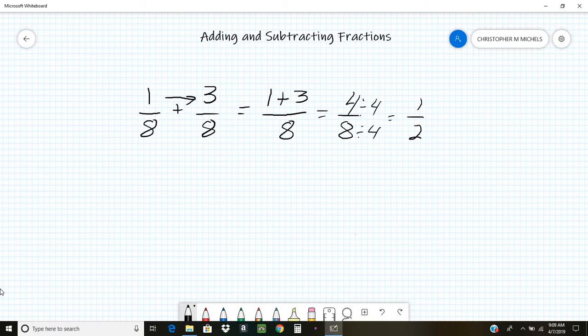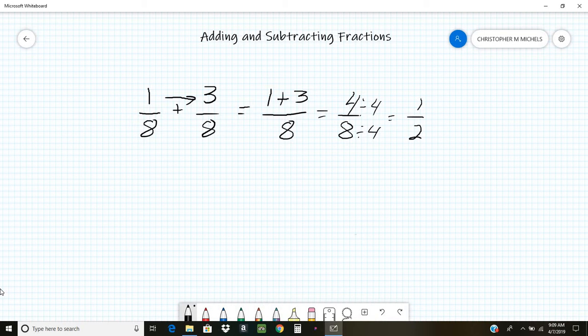Okay, and it's the same thing for subtraction. It's pretty simple when the denominators are the same. It's when the denominators start getting different and they start throwing in mixed numbers that things become a little bit tedious and painful, especially when you're trying to keep track of everything.